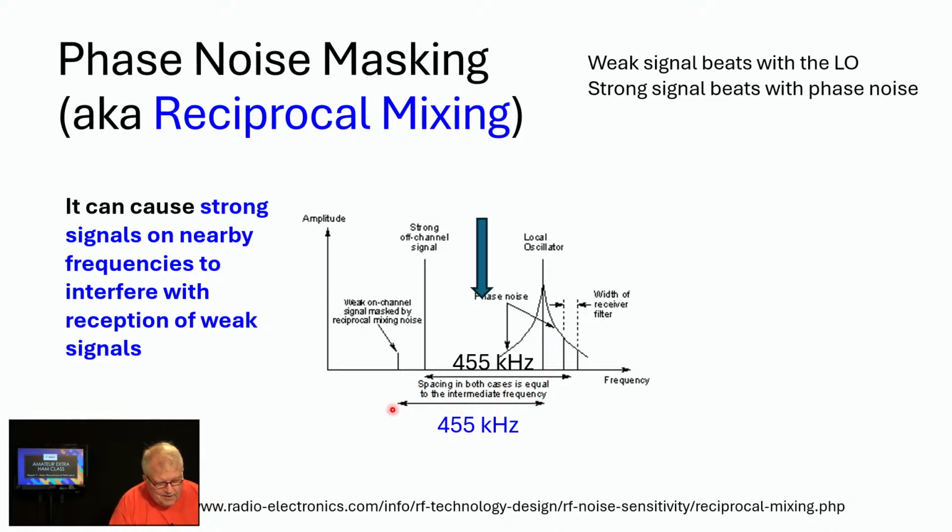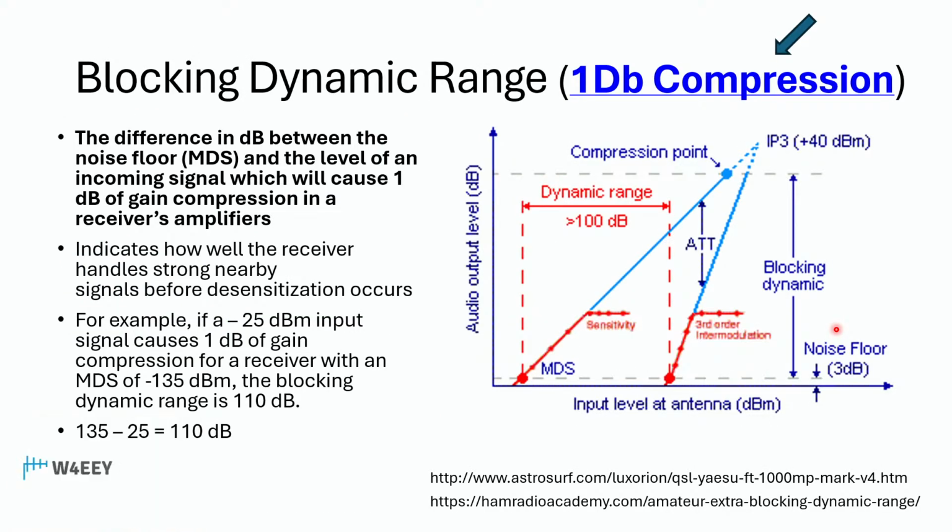That's our IF. But here's a really strong off-channel signal that can mix with our equally strong phase noise over here and can cause interference. It can cause strong beat signals with phase noise. This is reciprocal mixing. Not a good thing. That's why receiver designers try to reduce the phase noise of all of the oscillators in their radios for both transmit and for receive. Some other things that we look at, blocking dynamic range.